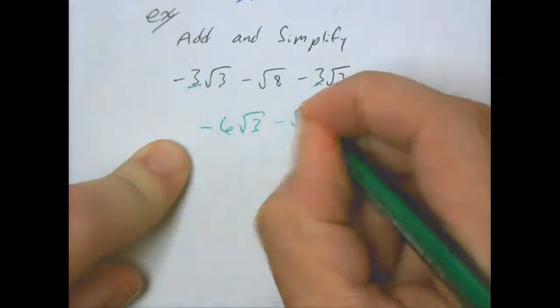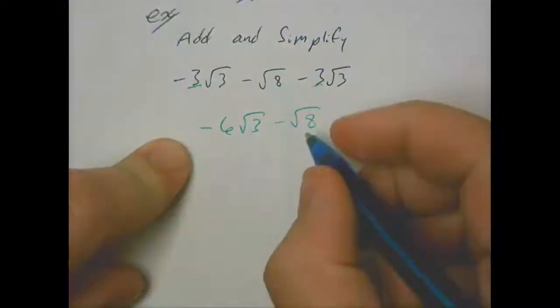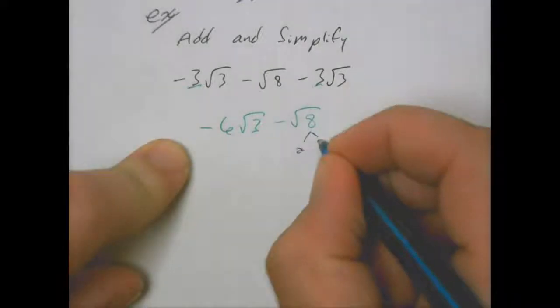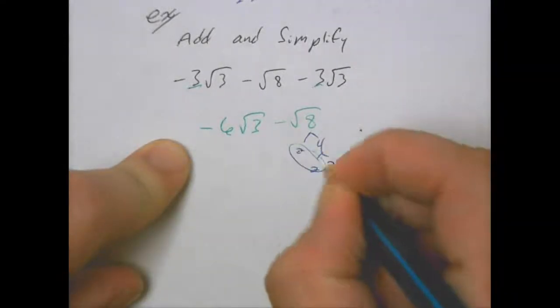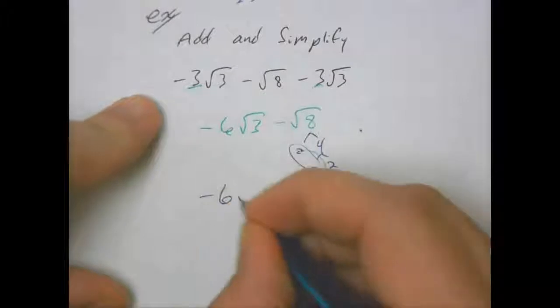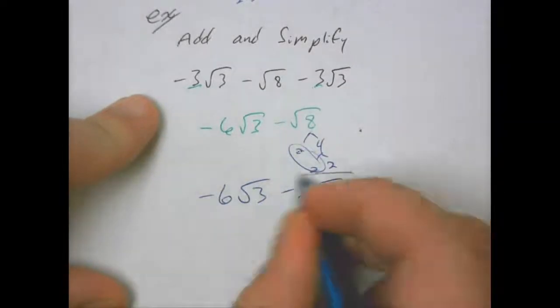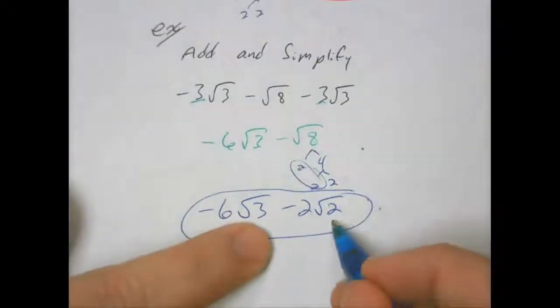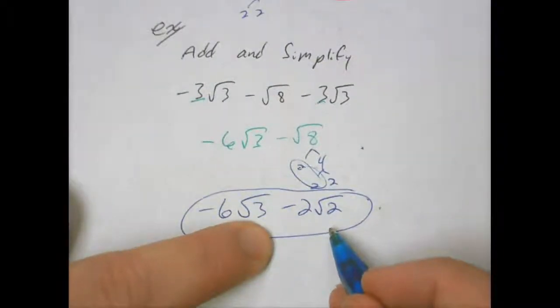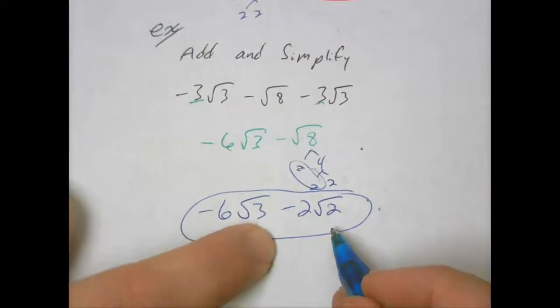And minus root 8, well, maybe root 8 has a root of 3. So if I simplify that, that's 2 times 4, which is 2 times 2. So I can pull out a 2, but I can rewrite this as 2 square root 2. So since these do not have the same square root, there's nothing more that I can do. Make sure they have the same square root or whatever root in order to combine them.